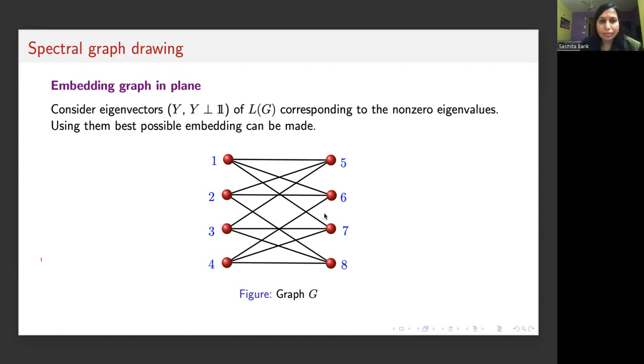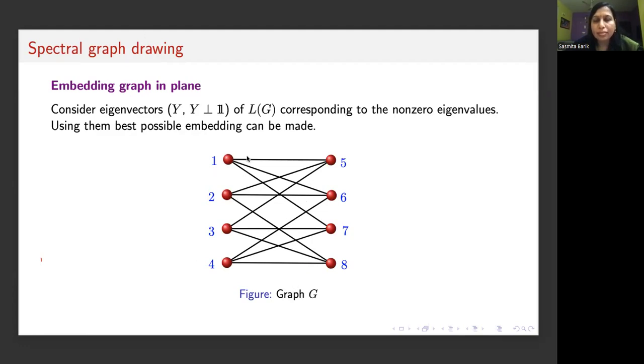So here what I have done is I have taken a bipartite graph. It has 8 vertices and it's drawn in this way. Just an arbitrary graph I have taken. It's a 3 regular graph, you can observe. So looking at the graph, I can observe it has 8 vertices, 3 regular, bipartite, like this.